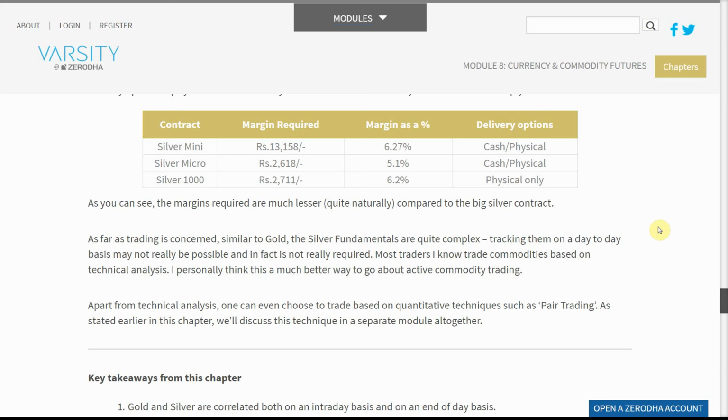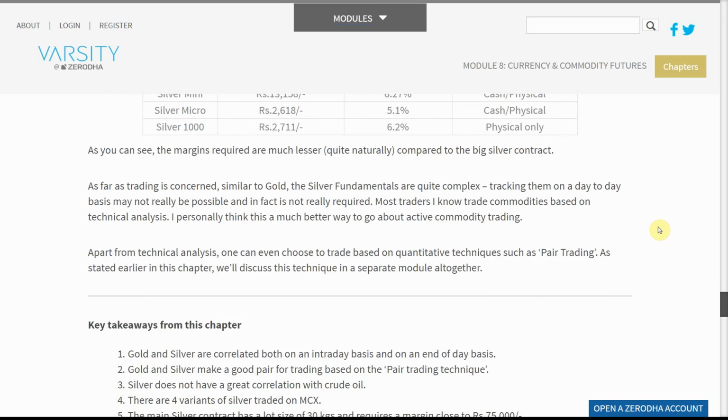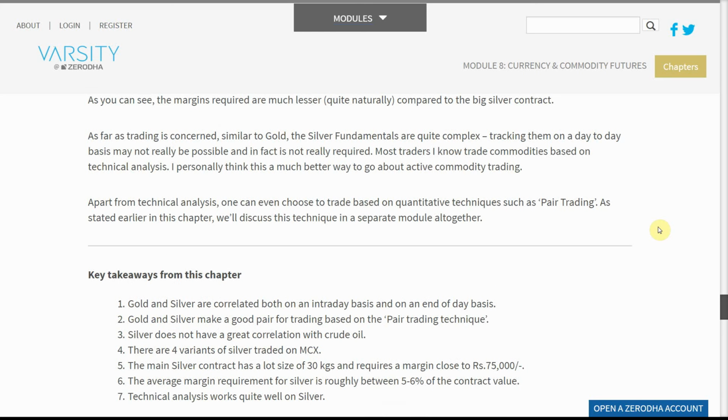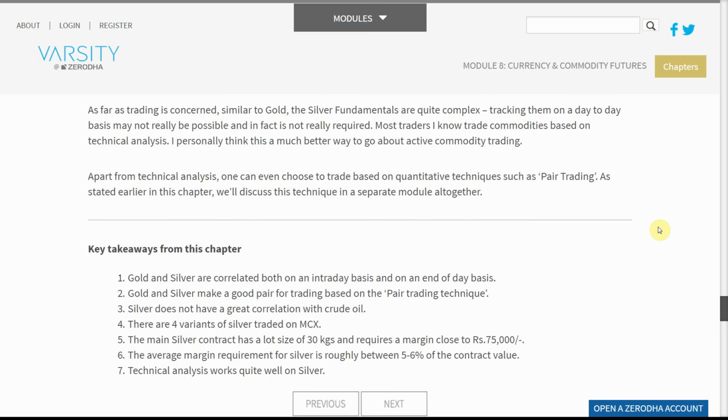As far as trading is concerned, similar to gold, the silver fundamentals are quite complex. Tracking them on a day-to-day basis may not really be possible, and in fact is not really required. Most traders I know trade commodities based on technical analysis. I personally think this is a much better way to go about active commodity trading. Apart from technical analysis, one can even choose to trade based on quantitative techniques such as pair trading. As stated earlier in this chapter, we'll discuss this technique in a separate module altogether.